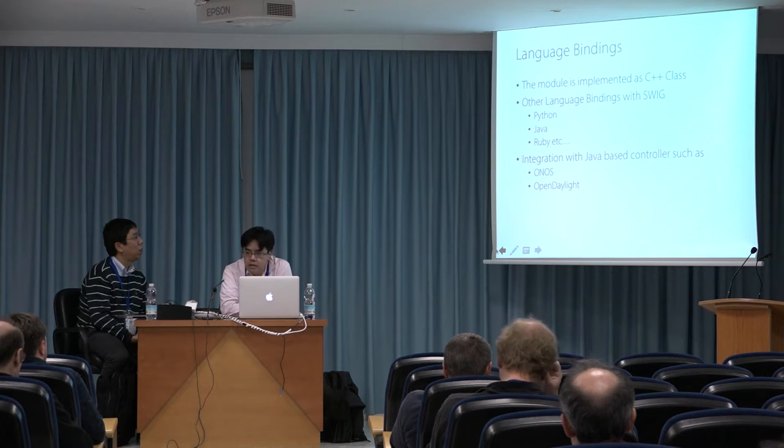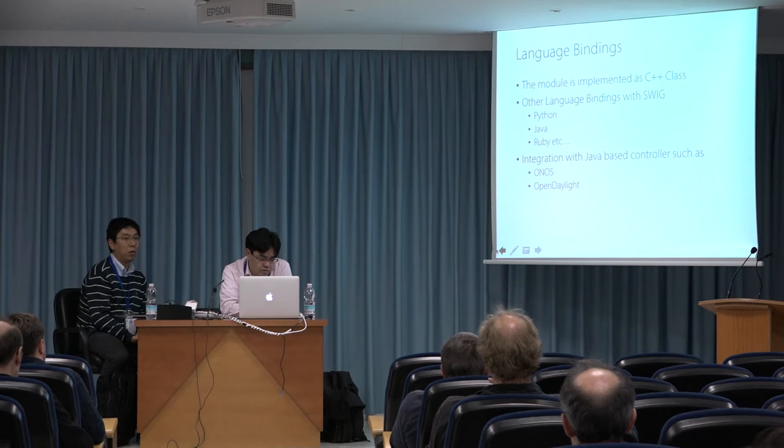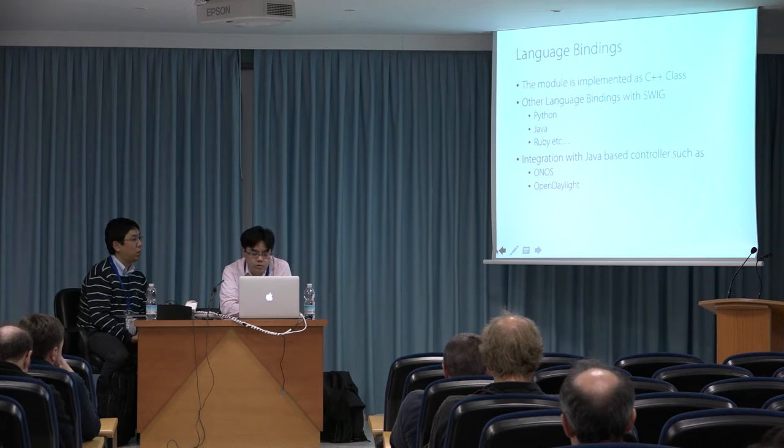We also have language bindings since it is implemented in C++. For the language bindings, we leverage the SWIG library for generating Python, Java, or Ruby APIs. We are also working on integration with Java-based controllers, especially OpenFlow controllers such as ONOS or OpenDaylight. Some of these open source OpenFlow controllers have their own networking protocol implementation, but if it's a very common implementation such as OSPF, I really want to avoid reinventing the wheel. So if it's just a standard protocol implementation, you can easily adopt this Zebra 2.0 module, even if it's a Java-implemented controller.